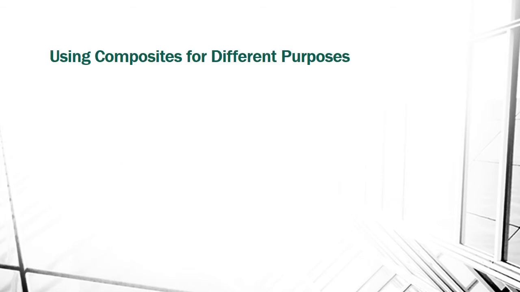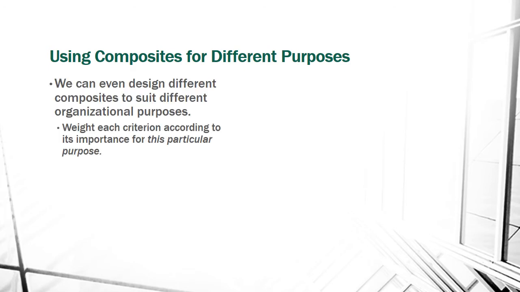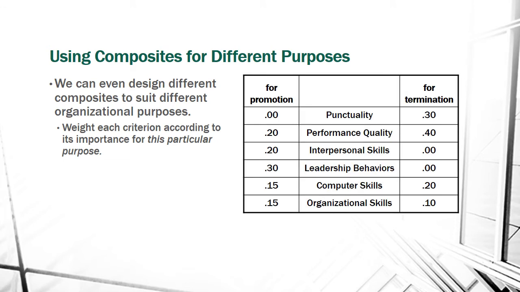To make it just a little bit more complicated, we may create our composite differently for different kinds of decisions. If we're weighting our criteria according to their importance, in different circumstances, different criteria might mean different things to us. So we might have a set of 6 aspects of performance that are really important. Say we want our employees to be punctual, we want them to perform well, we want them to get along well with other people, we want them to show some leadership, they need to have some basic computer skills, and they need to be organized.